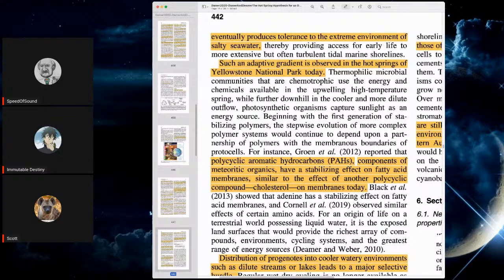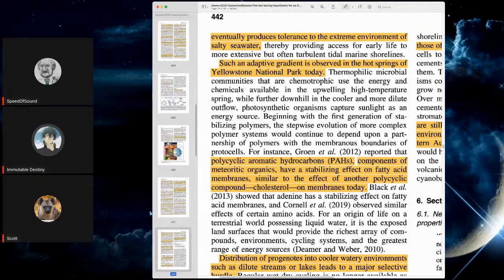Such an adaptive gradient is observed in the hot springs of Yellowstone National Park today. Thermophilic microbial communities that are chemotrophic use the energy and chemicals available in the upwelling high-temperature spring, while further downhill in the cooler and more dilute outflow, photosynthetic organisms capture sunlight as an energy source.